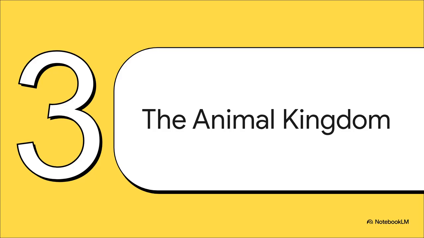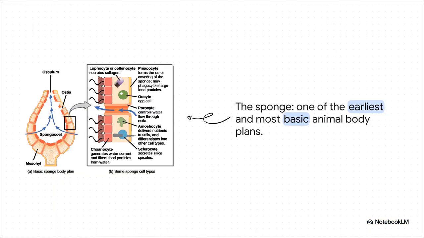So, with the world now green and full of oxygen, the stage was finally set for the next big act, the spectacular rise of the animal kingdom. And just like everything else in this story, it all started simply. This is a sponge. It's one of the earliest, most basic animal body plans. It's really just a community of cells working together to create a living water pump, filtering food from the ocean.